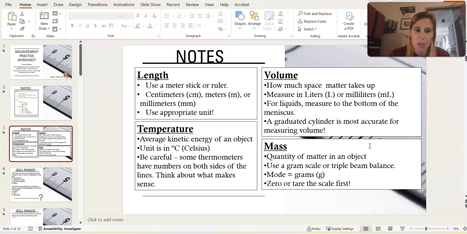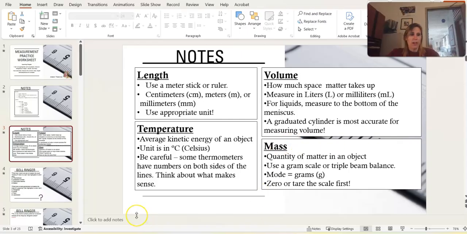Okay, and then finally, temperature is the average kinetic energy of an object. The unit's going to be degrees Celsius for us in class, but again, we'll also talk a little bit about Kelvin and absolute 0 and what that means. Be careful, some thermometers have numbers on both sides of the line. Think about what makes sense.